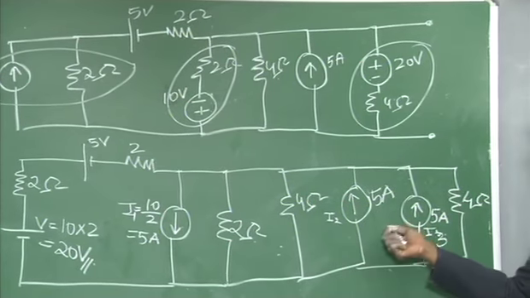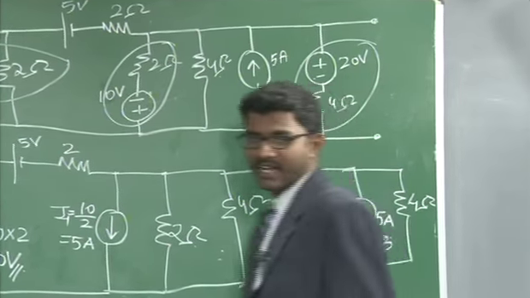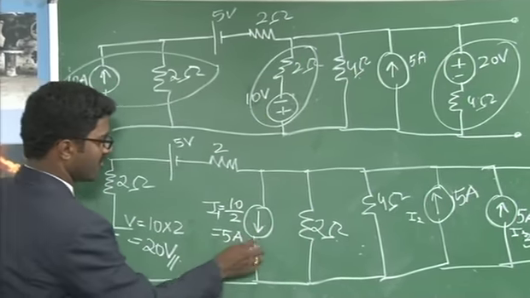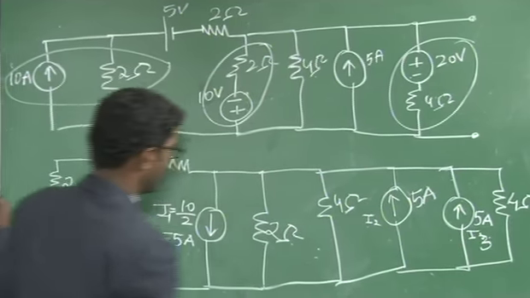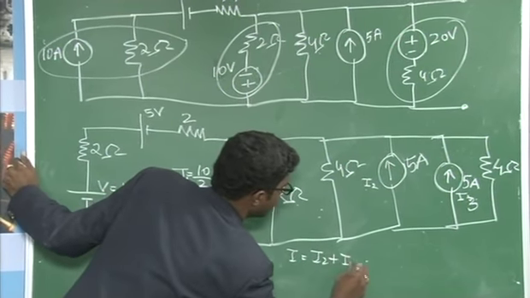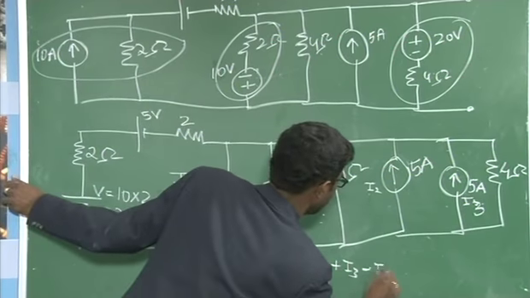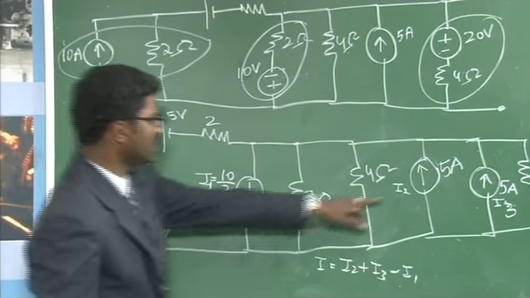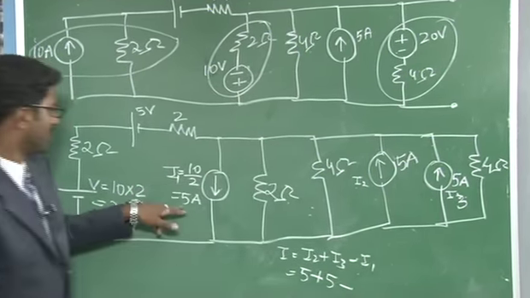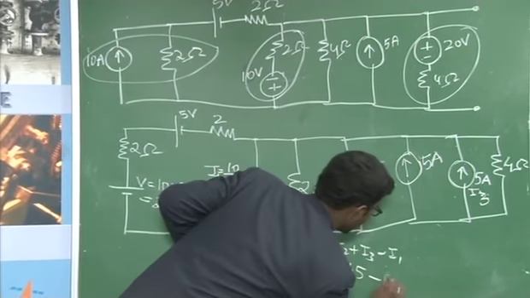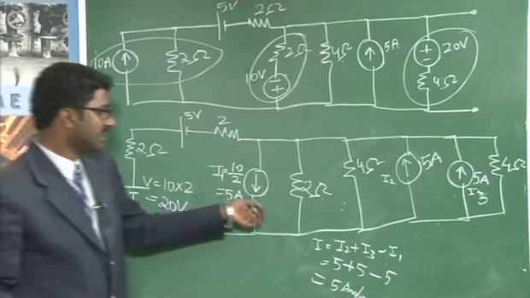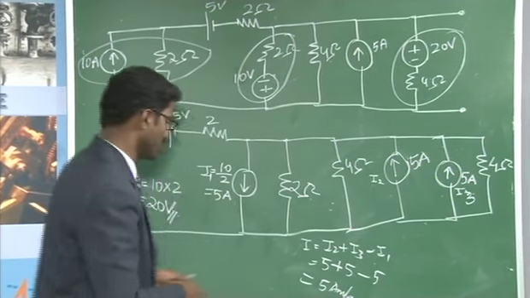So, as I1, I2, I3 are connected in parallel, you need to sum them up. But you can see I1 is flowing in the negative direction and I2 and I3 in the positive direction. So, the total current I will be equal to I2 plus I3 minus I1. I2 is 5, I3 is 5 amps, minus I1 is in the opposite direction, so I will take it as minus 5, which is equal to 5 amps. So, I can simplify these 3 current sources into a single current source.